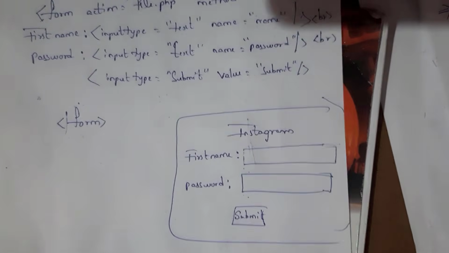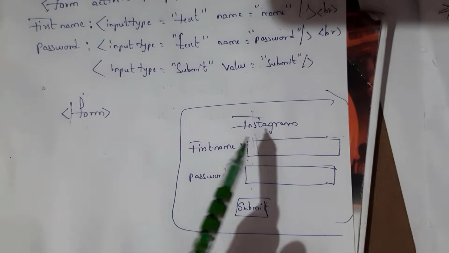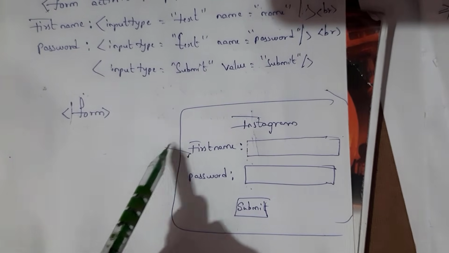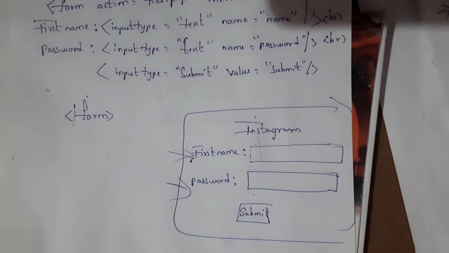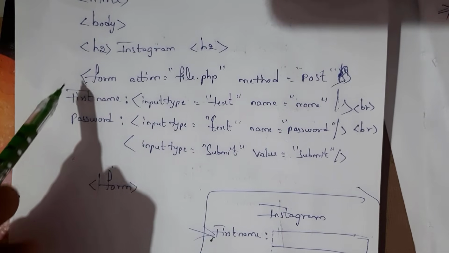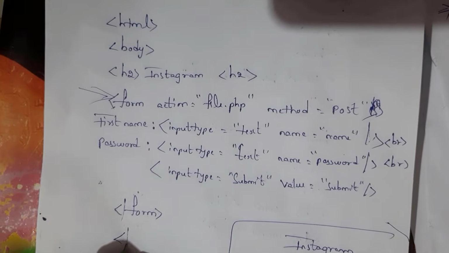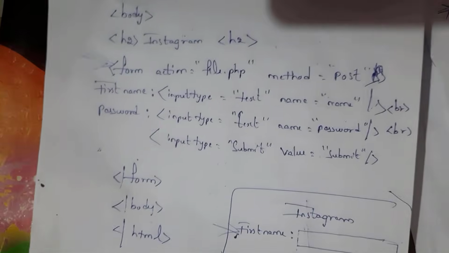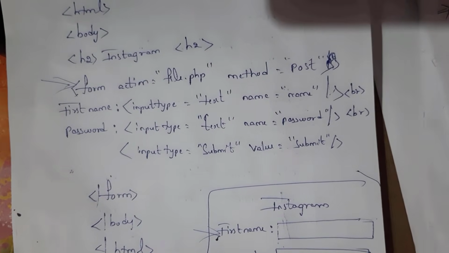This is how we can create forms in HTML. I created a form. That form contains first name and password. In order to create a form, we need to use the form tag. For every open tag, there should be a close tag. This is a small program in order to create forms in HTML.